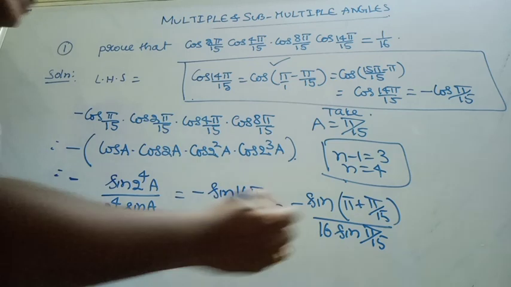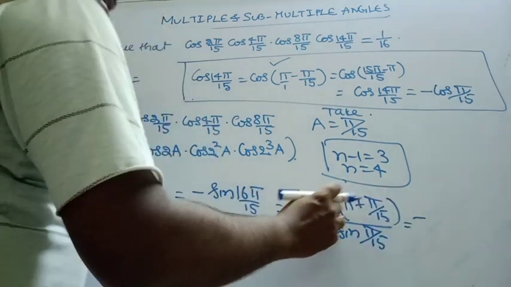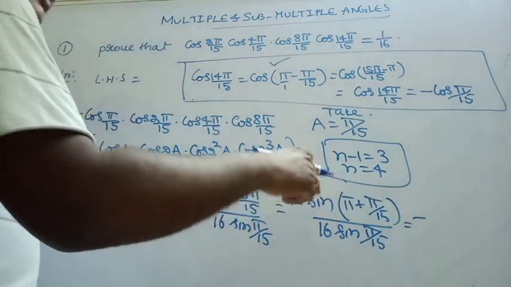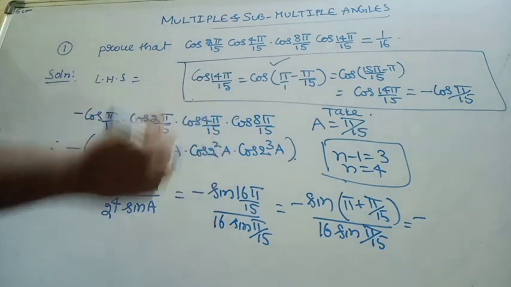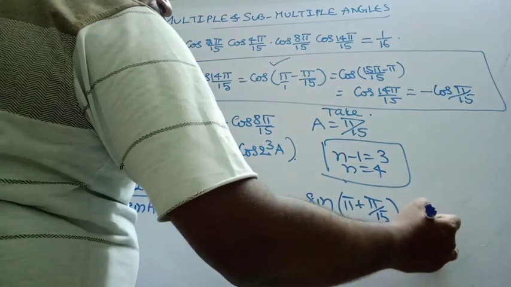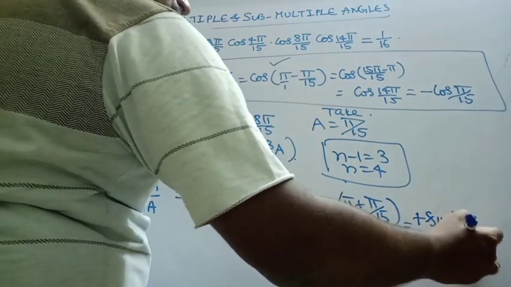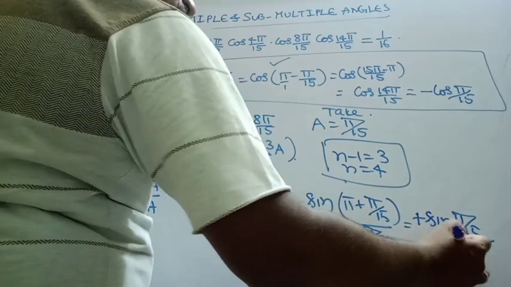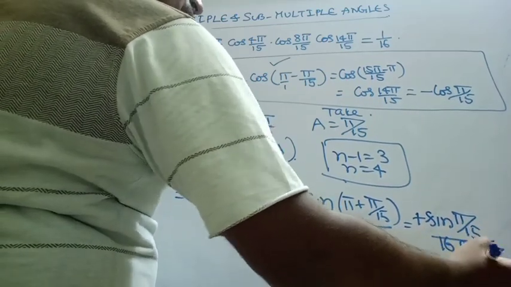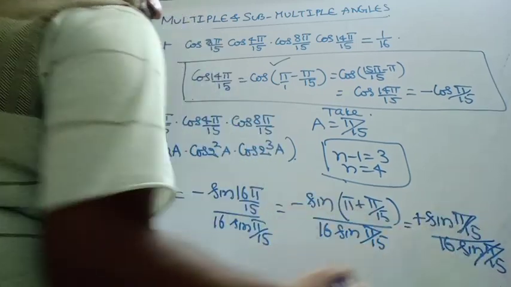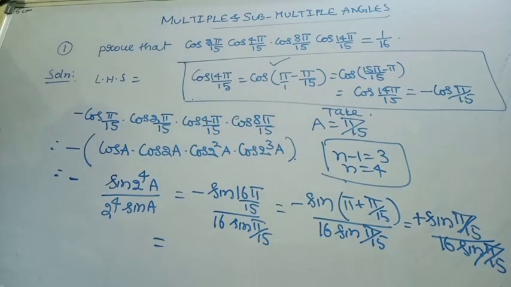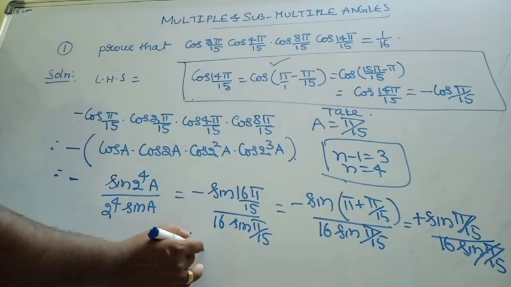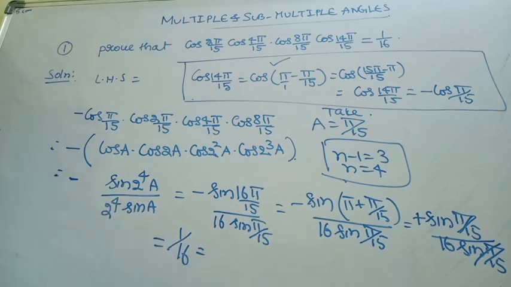Now this is equal to minus sin(180 degrees plus θ), which becomes minus sin θ. That minus into minus becomes plus, now plus sin(π/15), this whole thing divided by 16 sin(π/15). This cancels, and we have got 1/16. See how beautifully we have got this result.